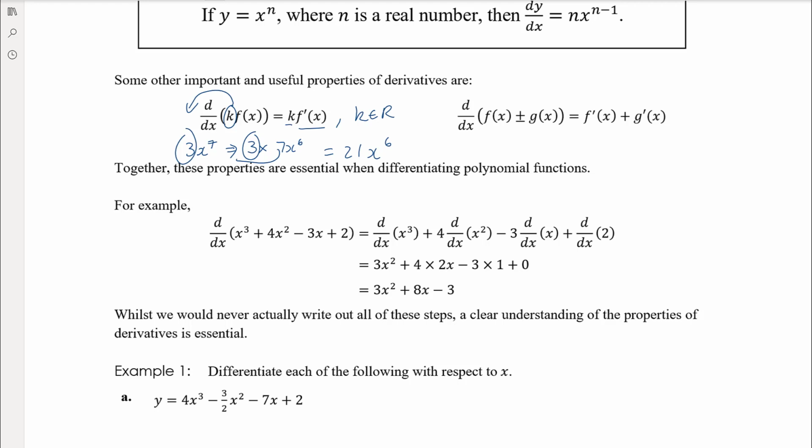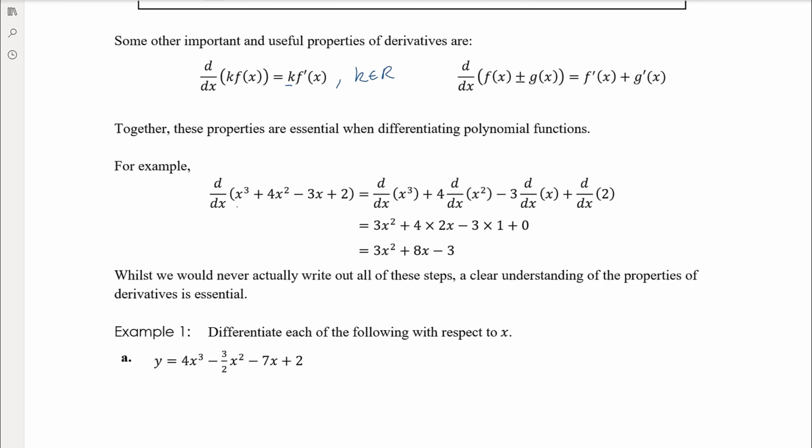The other property that we need is that if we are differentiating a sum or difference of two functions, so for example, if we are differentiating x squared plus x cubed, we can simply separately differentiate x squared plus differentiate x cubed. Sorry, so that will become 3x squared. Okay, so you're seeing those two things illustrated in the example down here.